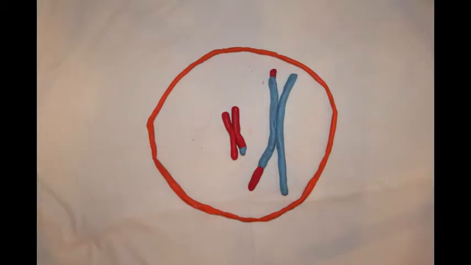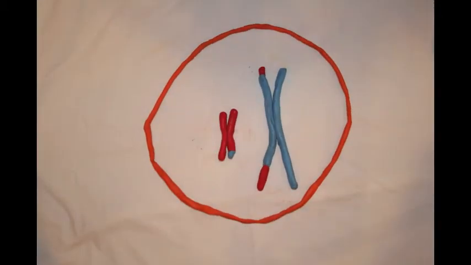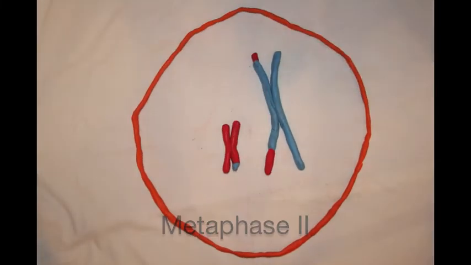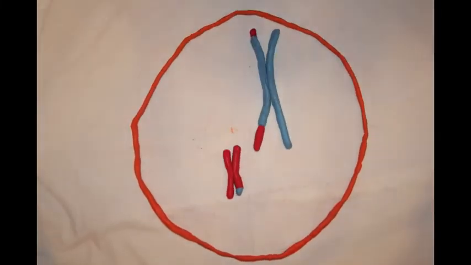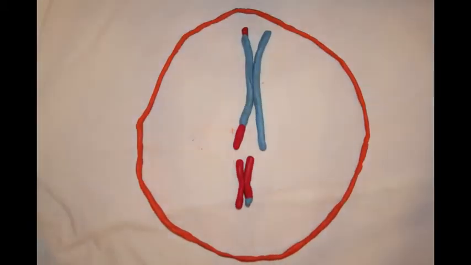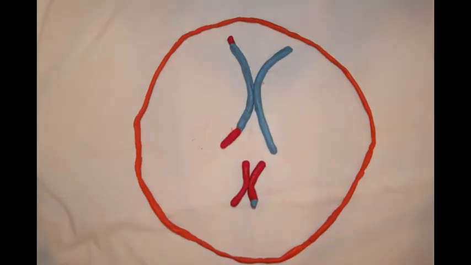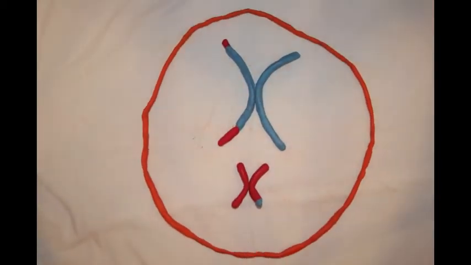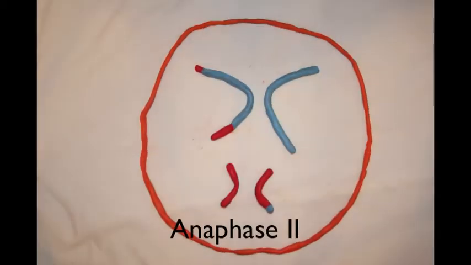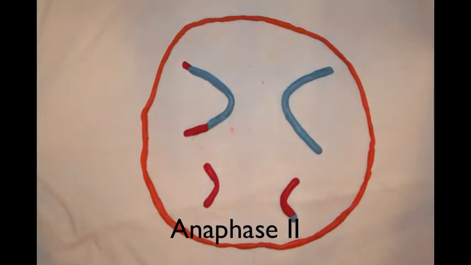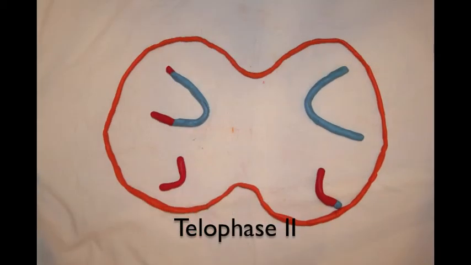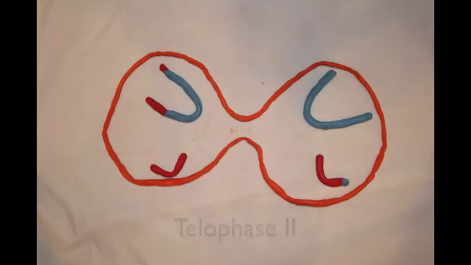Then meiosis 2 begins. In prophase 2, the chromosomes, as chromatid pairs, once again become visible. In metaphase 2, the sister chromatids line up along the center of the cell. In anaphase 2, the sister chromatids split. The 2 resulting chromosomes travel to opposite ends of the cell. In telophase 2, the daughter cell divides into 2 new daughter cells.